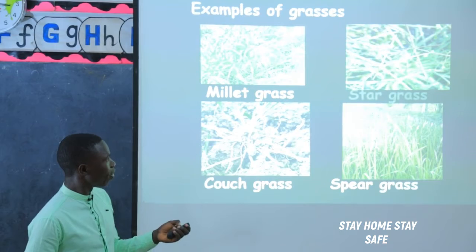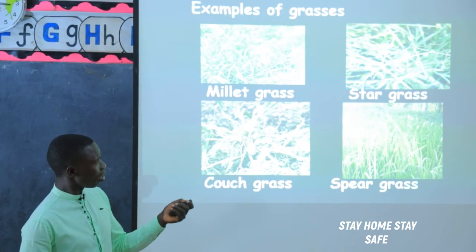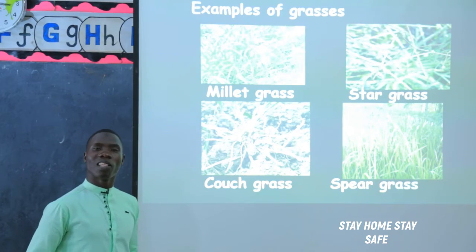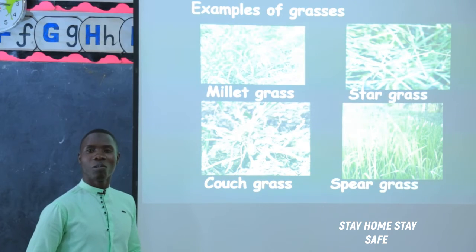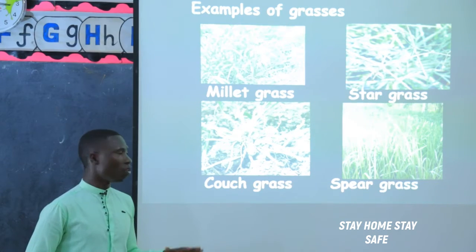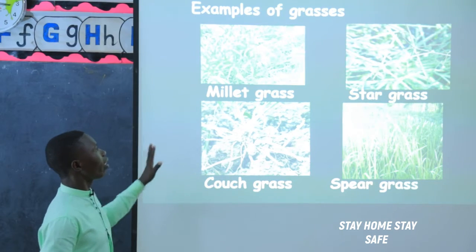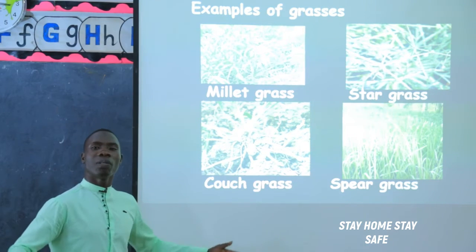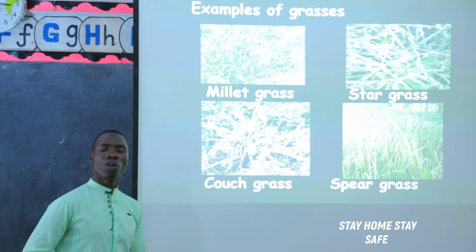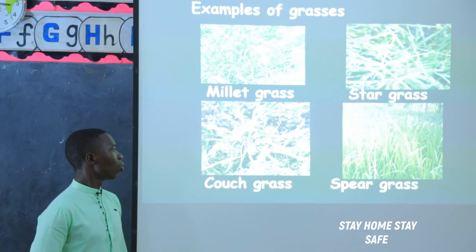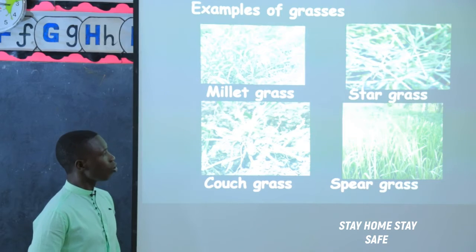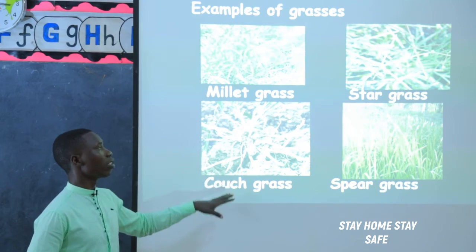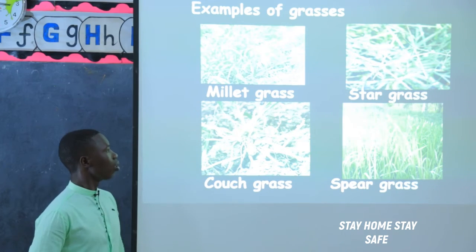We also have the star grass. Have you seen any? We also have the spear grass. There is a common one that you like saying, elephant grass. It is also a kind of grass. Now all these get together and form what we call grasslands. The large pieces of land with short or tall grass are what is known as grasslands. So these kinds of grass are important, and we shall see the importance of grass or grasslands.